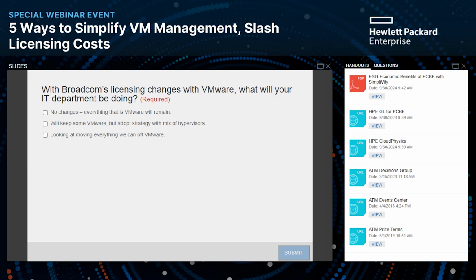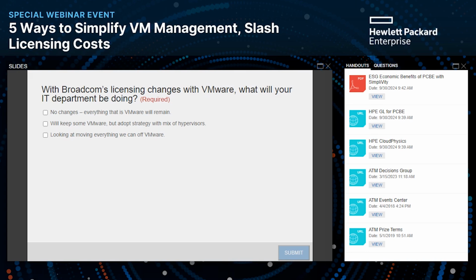But before we jump in, Calvin, you had a question for our audience. Wondering about Broadcom's licensing changes with VMware, what is the audience finding that their IT department is focusing on? Are you seeing no changes? Maybe you're keeping some VMware but doing a mixed strategy with hypervisors. Maybe you're moving everything that you can off VMware. Curious, Kelvin, what do you expect we're going to see back from the audience today?